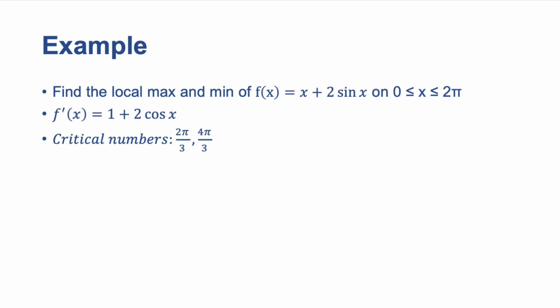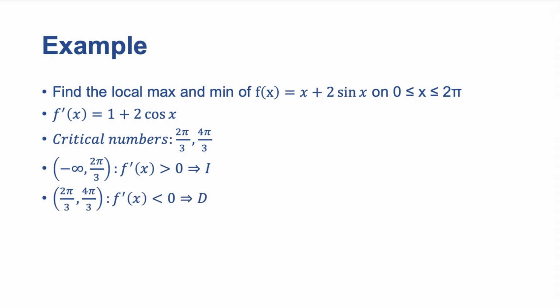Okay, so now let's do our intervals. Between negative infinity and 2 pi over 3, you're going to have f prime of x greater than 0. That means we're increasing on that interval. And between 2 pi over 3 and 4 pi over 3, f prime of x is going to be less than 0, so we are decreasing. And between 4 pi over 3 and infinity, f prime of x will be greater than 0, so we are increasing.